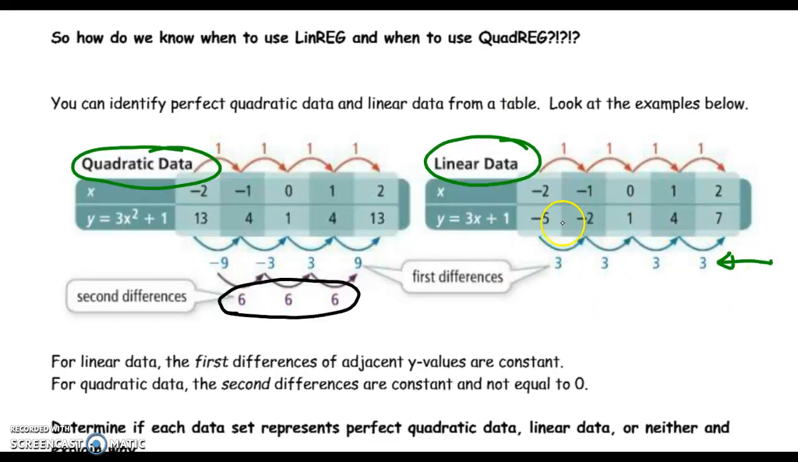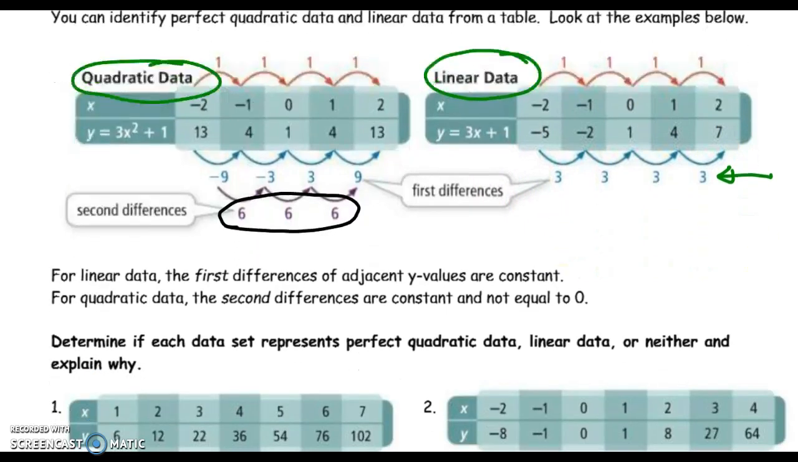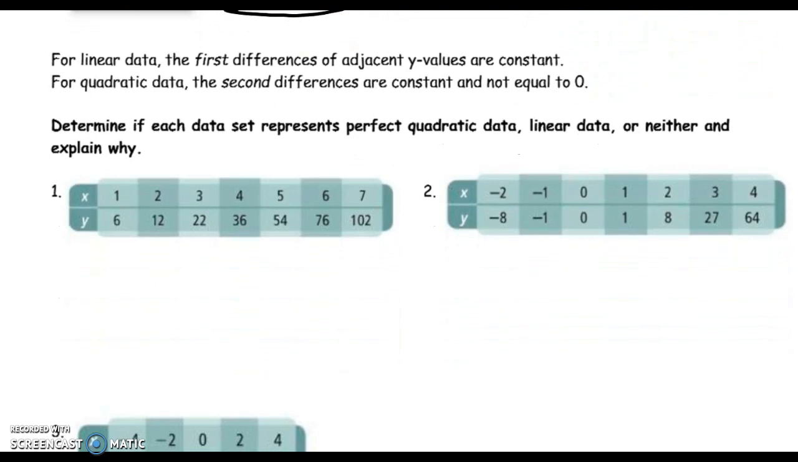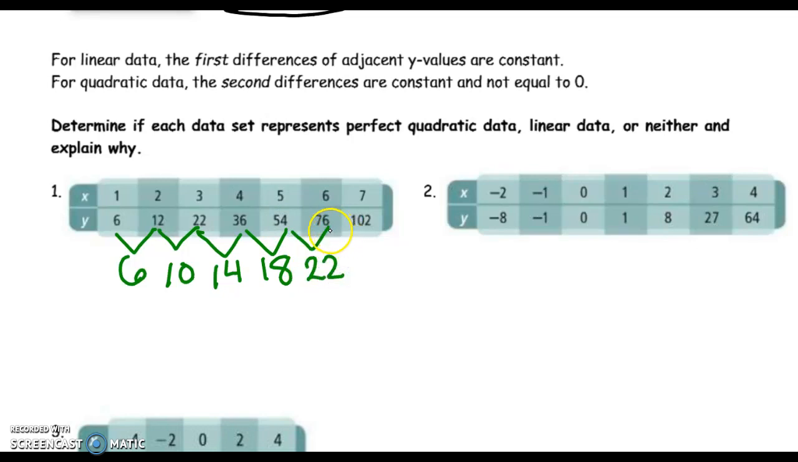There's this constant change. So if I want to look at a table and decide whether I should be using linreg or quadreg, I need to know, is it linear or quadratic? So notice my x's all go up by 1, so I'm going to focus on my y's. From 6 to 12, I added 6. From 12 to 22, I added 10. From 22 to 36, I added 14. 36 to 54, I added 18. 54 to 76, I added 22.